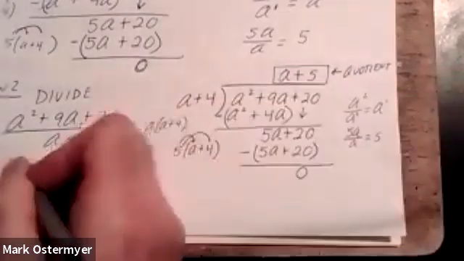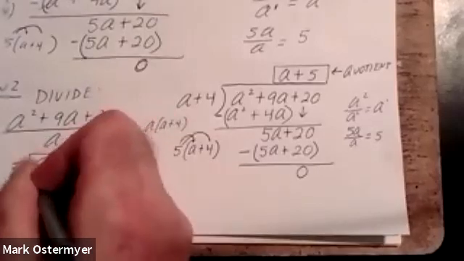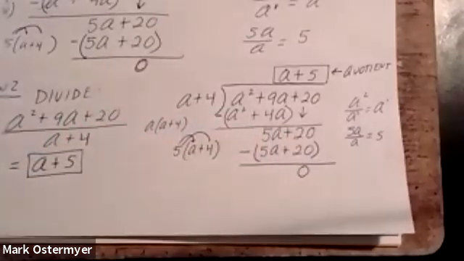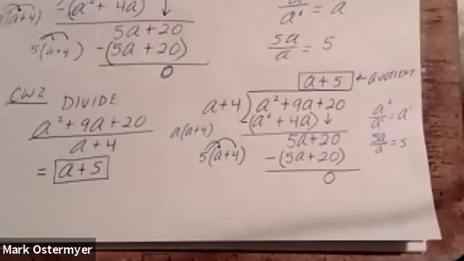The quotient is a plus 5. Did anybody get a plus 5 for an answer here? Anybody get that for a result? Yes. Well, congratulations. You got that. Awesome. Anybody else get a plus 5? We're starting to understand this a little bit, ladies and gentlemen.